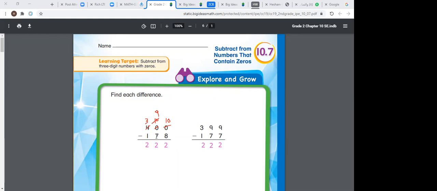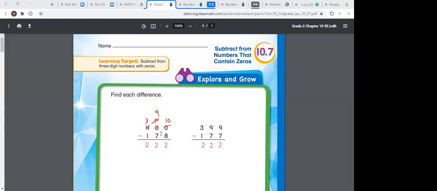So you can get the answer by compensation, by subtracting 1 from each number. 400 minus 1, 399. 178 minus 1, like this, 177. As you see, grade 2, you can get the answer by compensation or by regrouping.